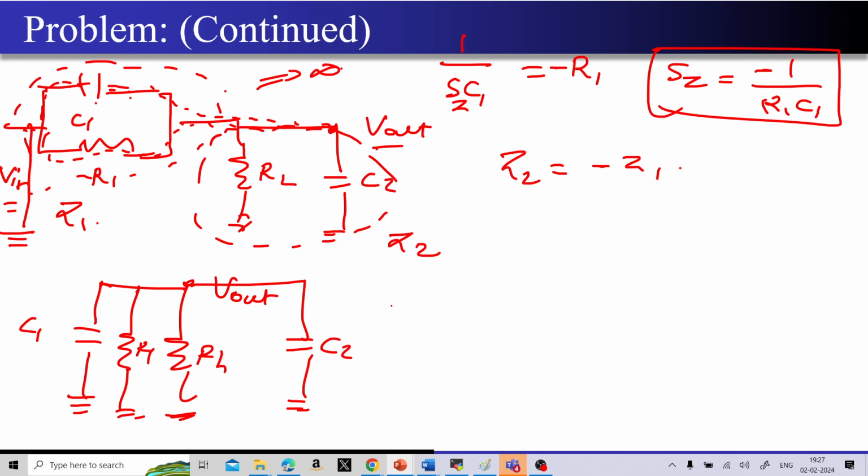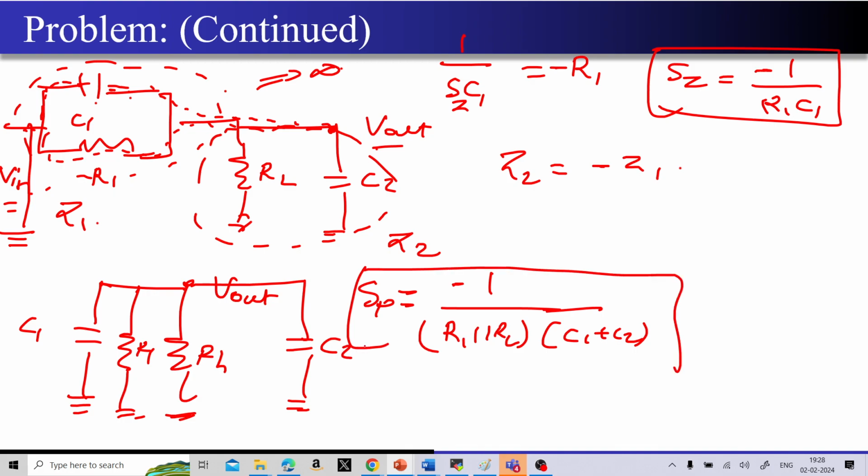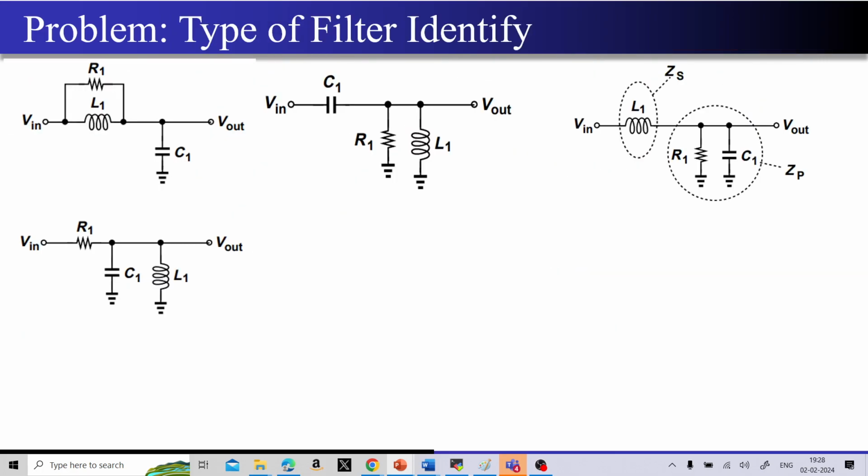Correct? So now what you will be getting is the pole will be nothing but minus 1 upon this R1 and RL in parallel with each other, and the C1 and C2 will be nothing but just an addition because they are in parallel. Correct? So you got the pole frequency from here. So the circuit has 1 zero as well as 1 pole. Correct? So now let's move on to the next thing.